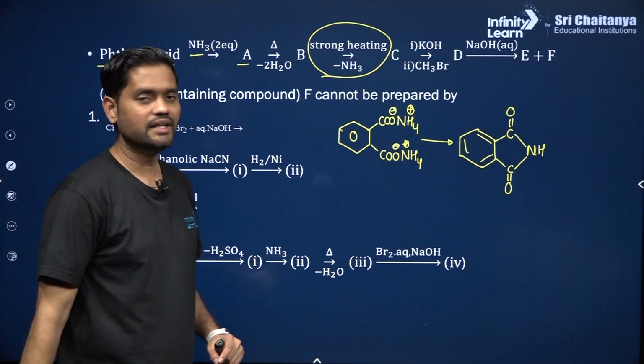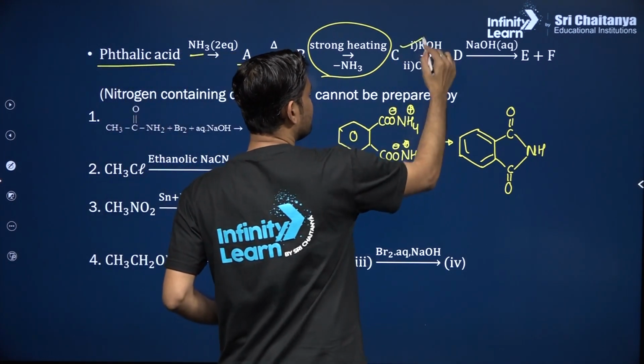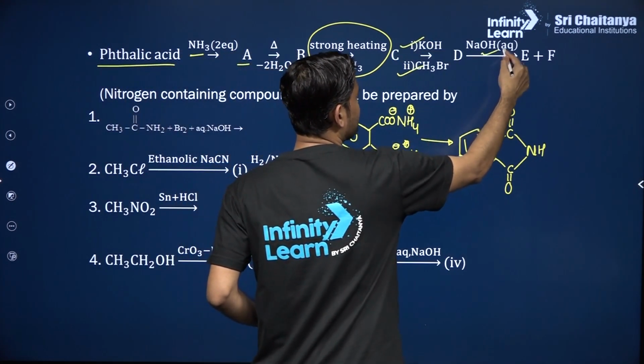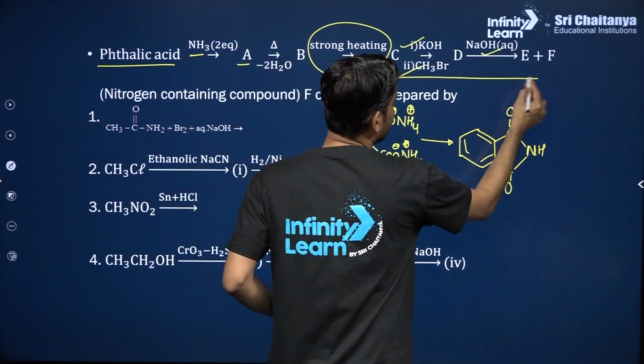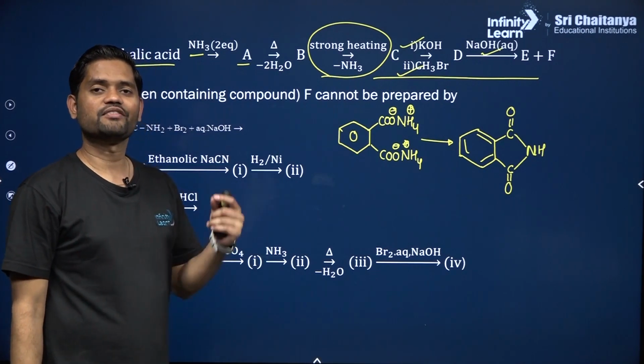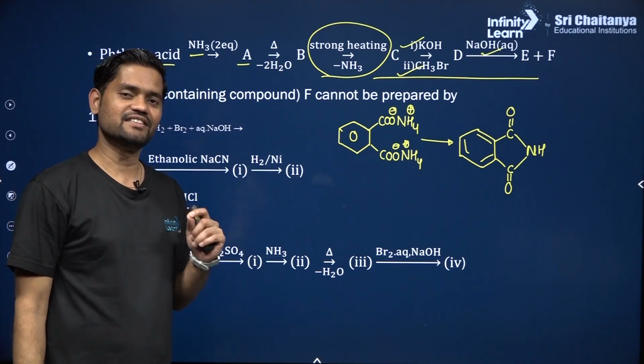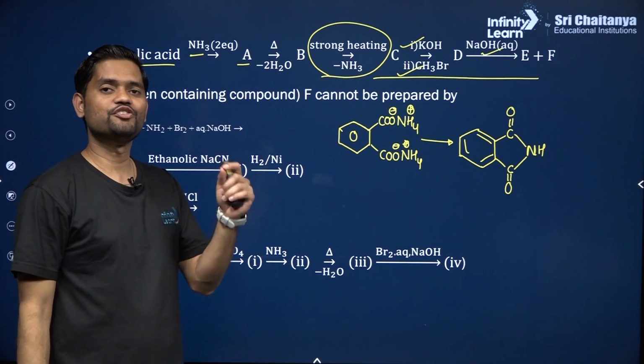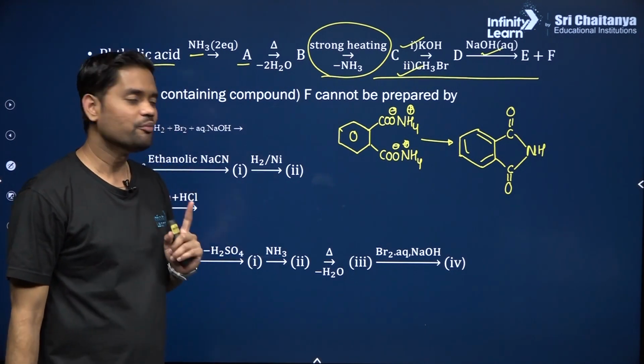Okay, clear? Then adding base, then HBr, and then doing alkaline hydrolysis. This entire process is known as Gabriel phthalimide synthesis. It is known as what? Gabriel phthalimide synthesis, and Gabriel phthalimide synthesis is used to prepare 1 degree amine. I hope you know that thing.